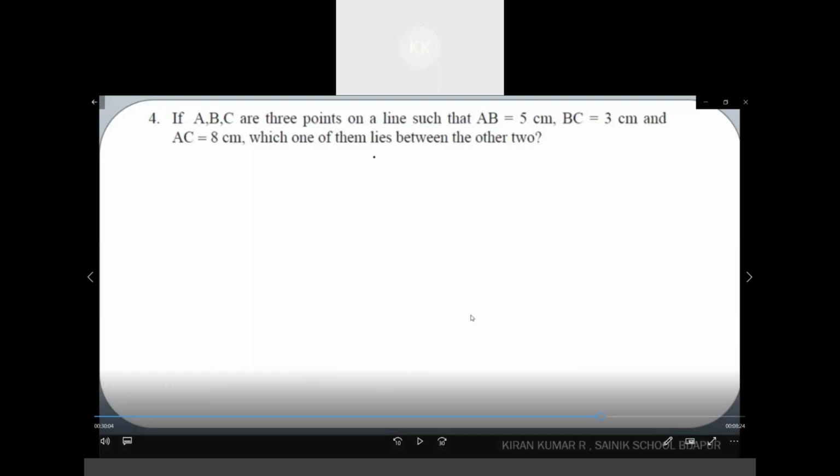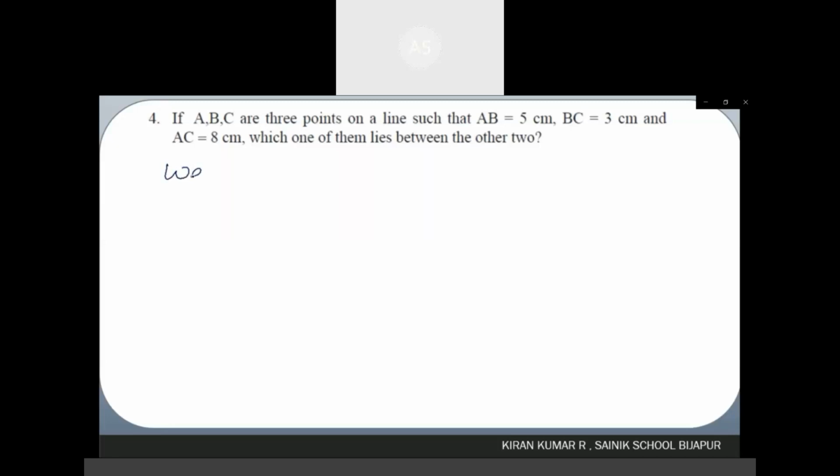Sir, AC. Between A and C, B lies. Isn't it? When we consider the line segment AC, between A and C, point B will lie. Yes, sir, B lies between A and C.